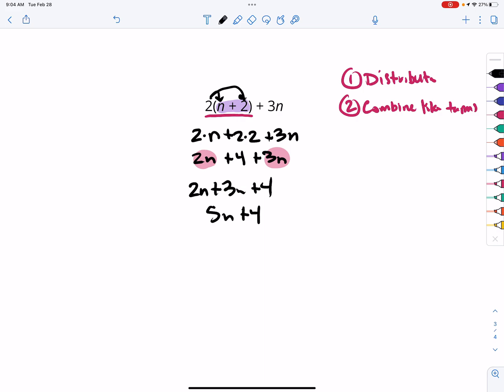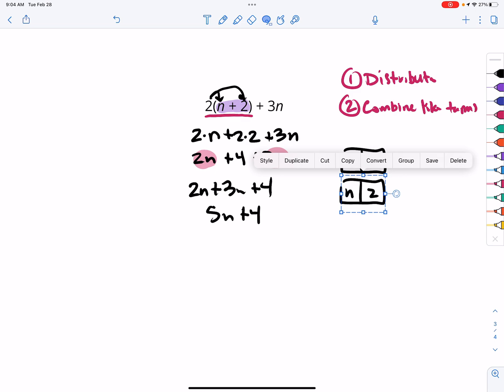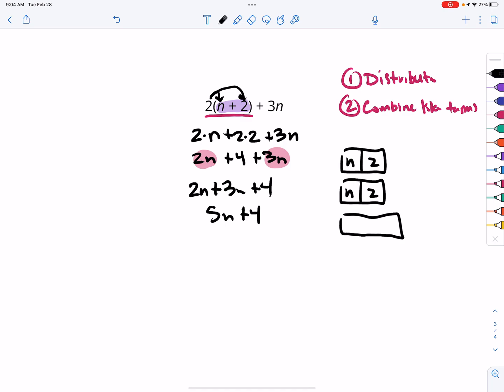I'm going to do a quick model because this is a new type of problem. Here we have n and 2, and we have that 2 times. Duplicate. And then we have an additional 3n. So n, get rid of those lines. This is 3n. So if we were to count these all up, we have 1n, 2n's, plus 3n's equals 5n's, and then 2, 4. 5n plus 4. Check it out. That's what we got. So our model matches our math there.